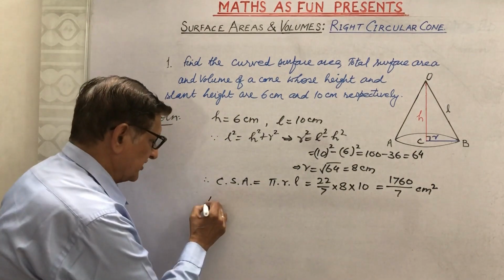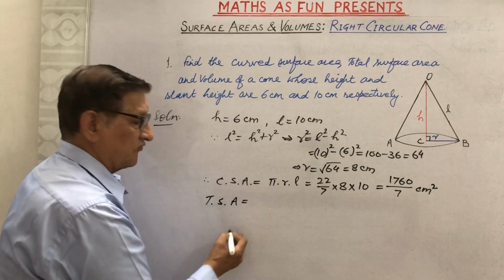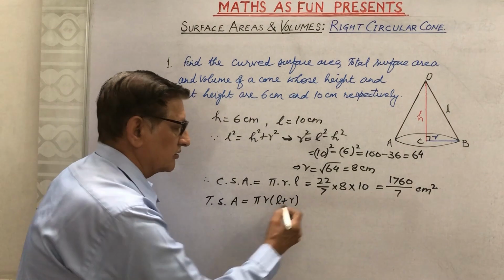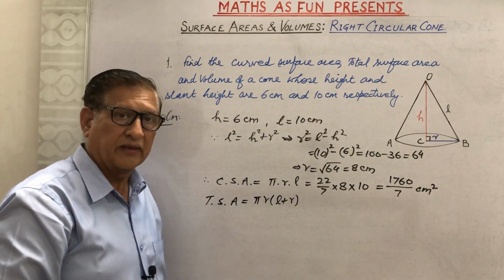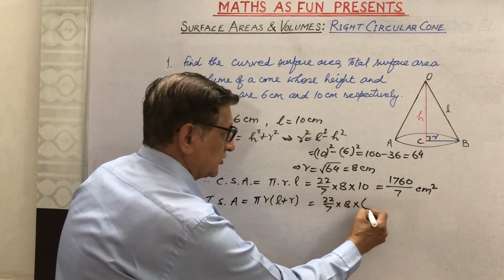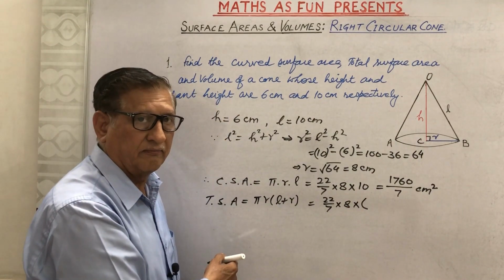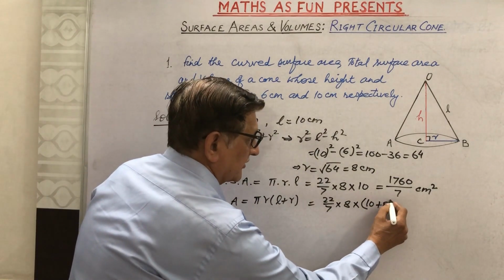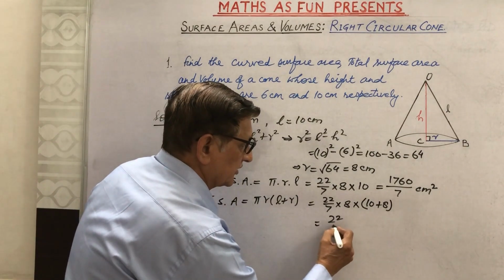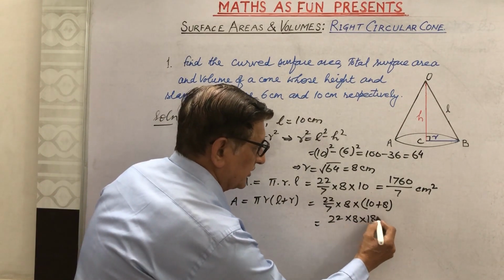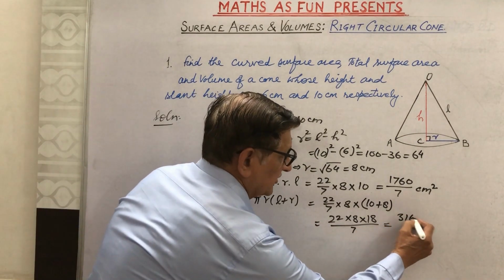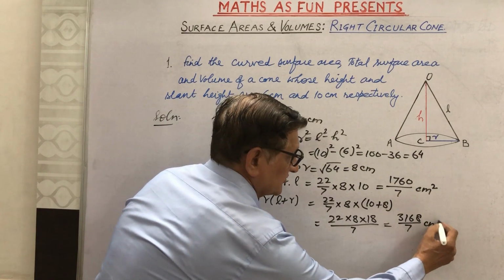The total surface area: we have seen the formula, that is πr(L + r). π means 22/7, r means 8, into L + r. L is 10, r is 8. So we are getting this as 22 × 8 × 18 upon 7, which is equal to 3168/7 centimeters square.